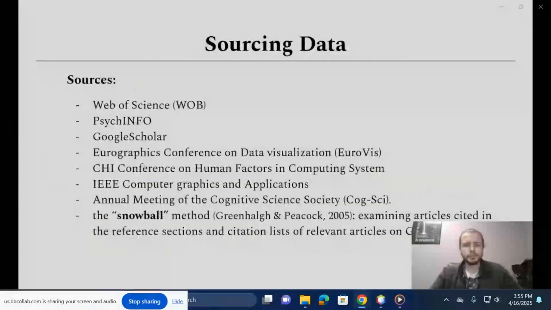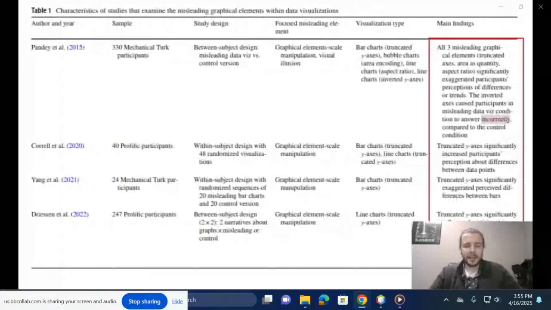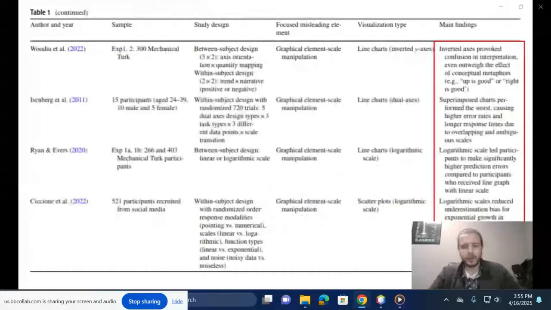Sources for the data: Google Scholar, IEEE. One thing I wanted to put in here that I thought was really interesting is they used the snowball method, where they examine articles in the reference section and citation lists of relevant articles. I'm sure we've all done that on Wikipedia, right? And here's the breakdown of all the articles they examined. I put a big red rectangle around the main findings if you wanted to pause it and take some time to read, but I've got slides that condense all this stuff anyways, so don't worry about it too much.